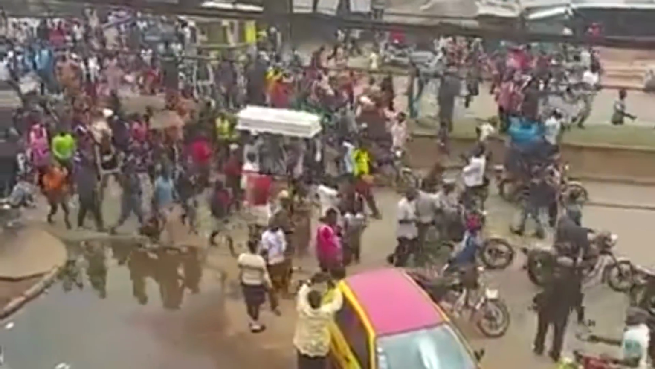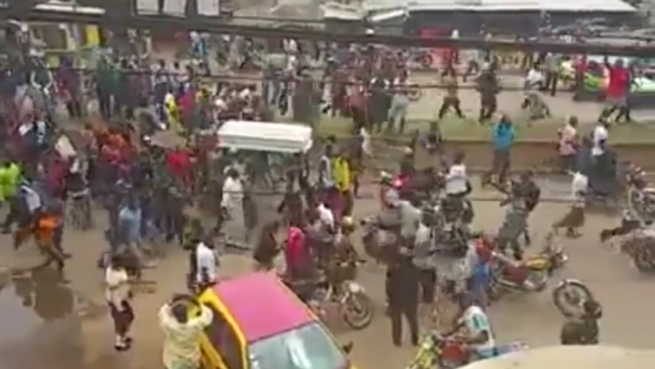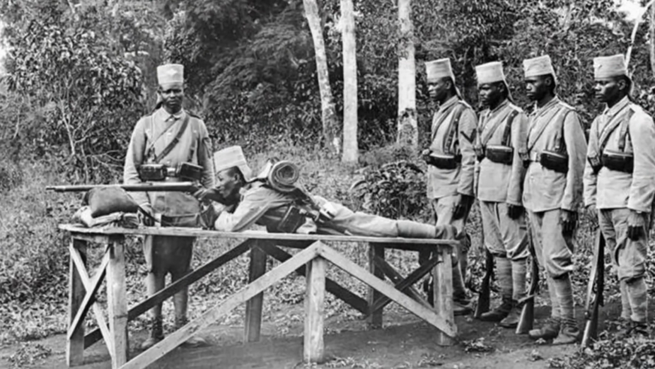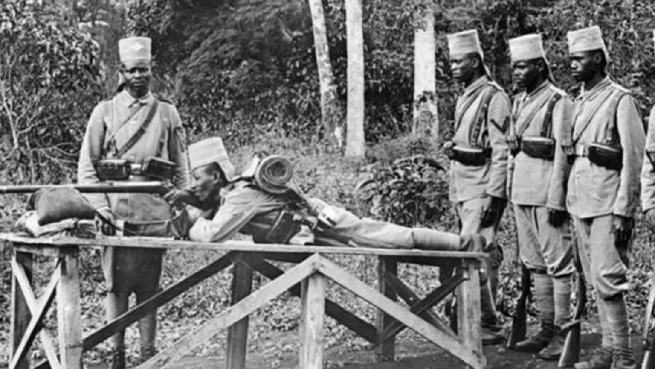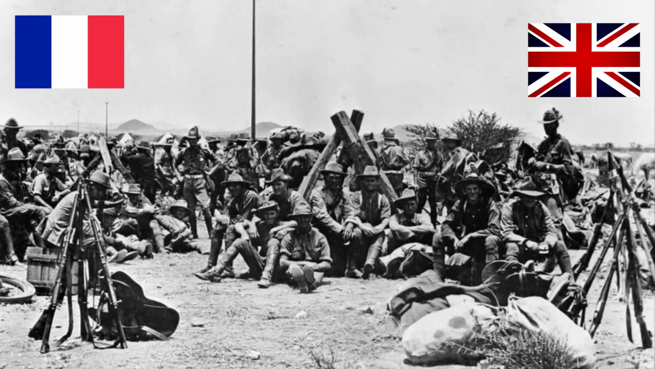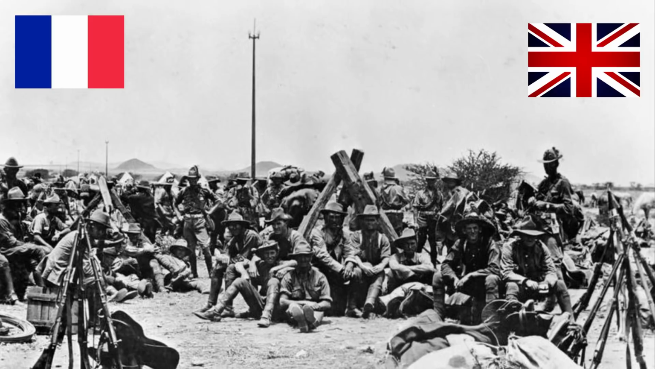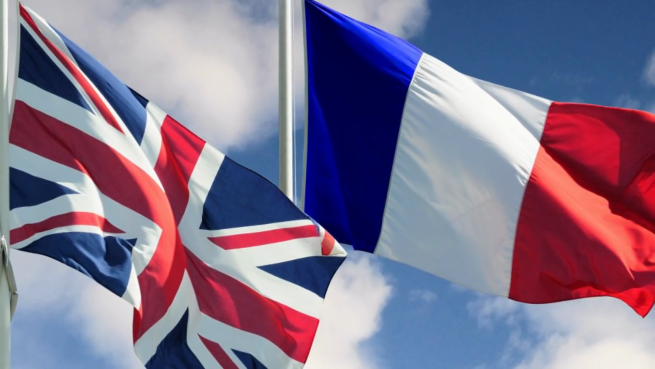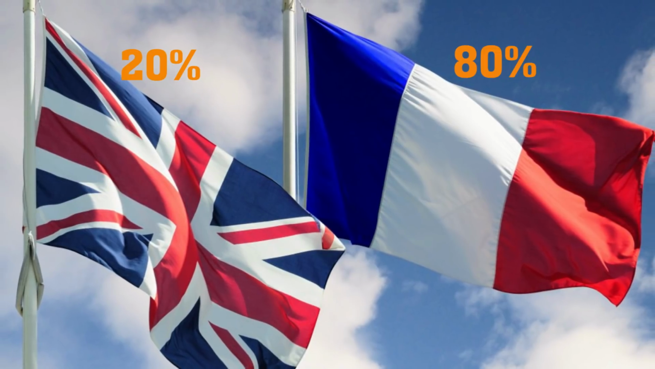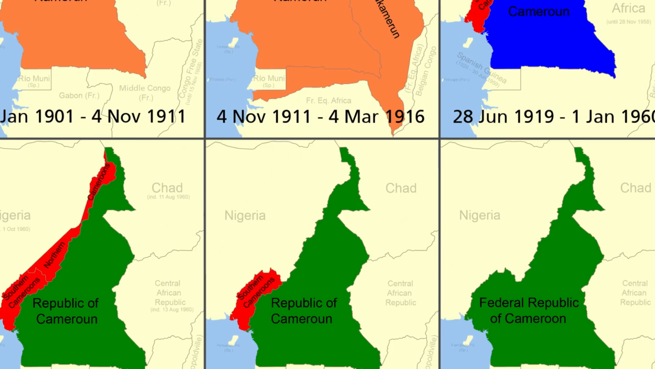In this video, we talk about the Anglophone crisis that has been ongoing in Cameroon in the last 2 years. Southern Cameroon came into existence after the First World War when France and Britain combined forces and defeated Germany. The United Nations partitioned Cameroon between Britain and France, with France getting 80% of the country and Britain getting 20%.